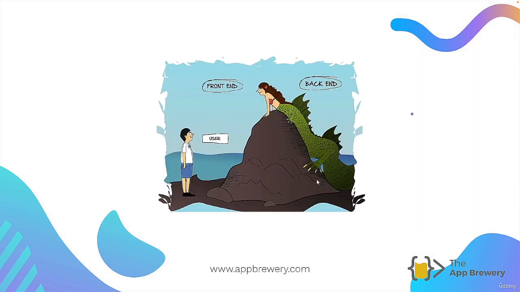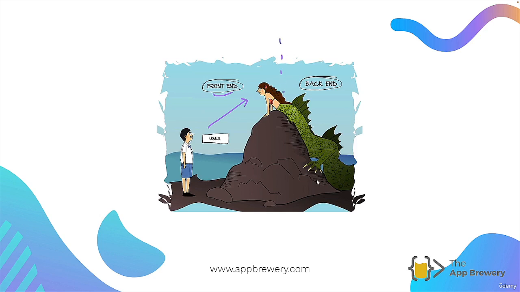Now, I love this cartoon that describes exactly what is the difference between the front end and the back end. Notice that here is our user, and he's looking at this beautiful mermaid, and everything the user can see is a part of the front end. It's the font, it's the colors, it's the typography, it's the buttons, the forms, everything that the user can see or hear or interact with is a part of the front end of the website.